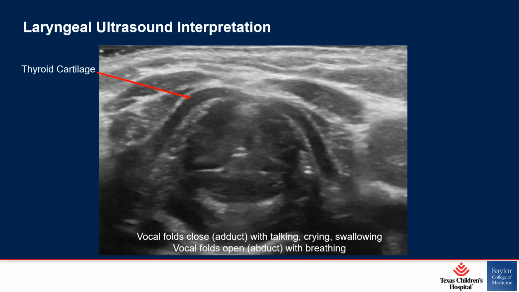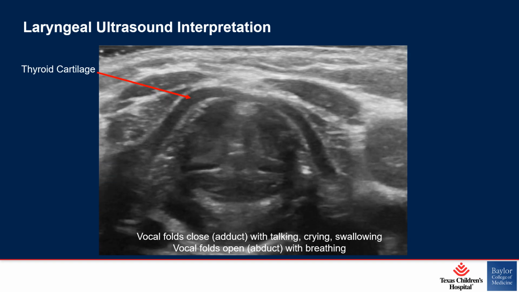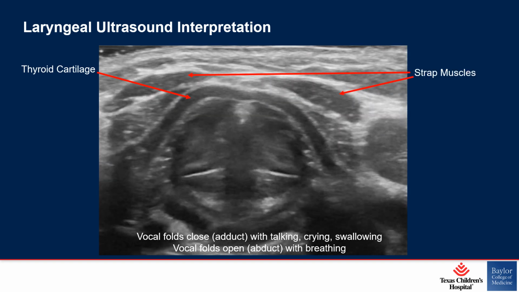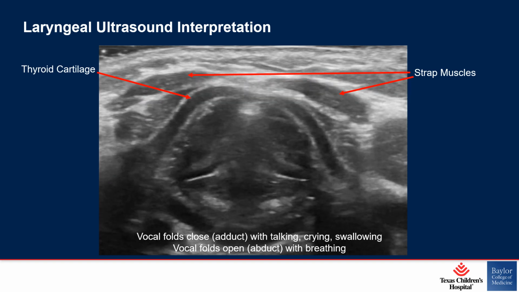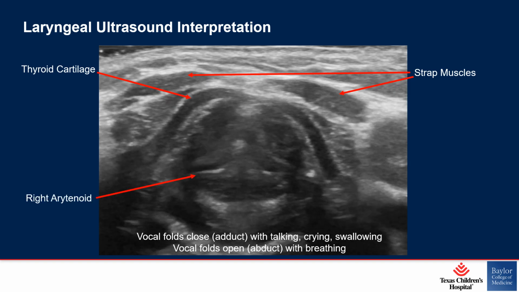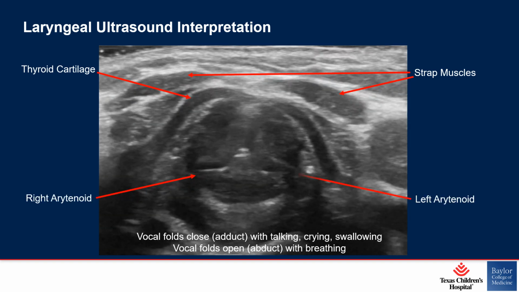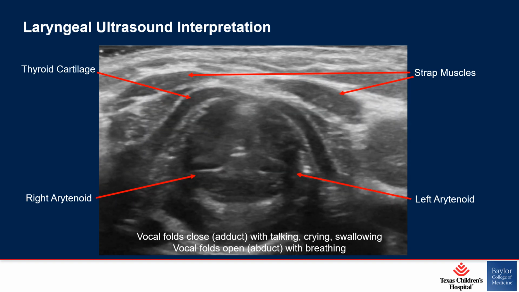One of the easiest structures to see on laryngeal ultrasound is the thyroid cartilage. It looks a little bit like a rainbow. Superficial to the thyroid cartilage, you can see the strap muscles, which run up and down in your neck. The next easiest structure to see often are the arytenoids. You can see them as these transversely oriented structures.